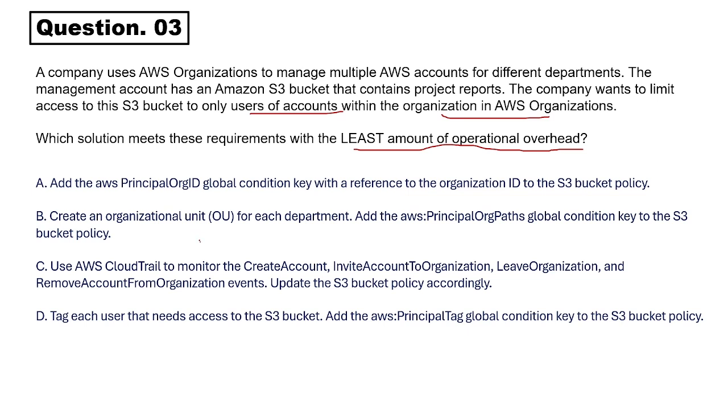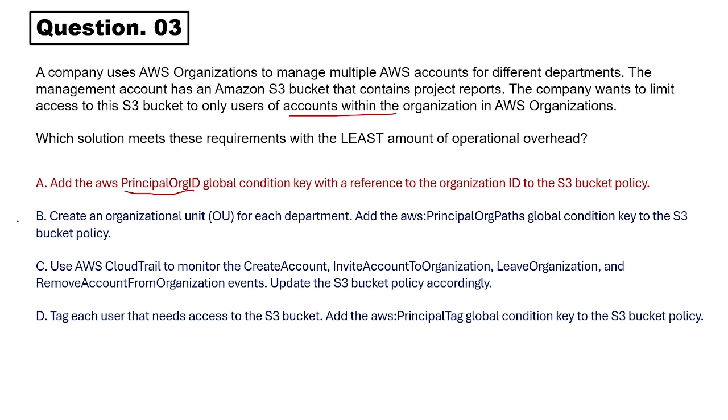Okay, now let me reveal the correct answer. The answer here will be add the aws:PrincipalOrgID global condition key with a reference to the organization ID to the S3 bucket policy, because this global key provides an alternative to listing all the account IDs for all the AWS accounts in the organization. And that is the requirement of the question, because accounts within the organization should have the access. So what this aws:PrincipalOrgID is doing, it is providing you the listing of all the account IDs for all the AWS accounts in that organization. So this is meeting the requirement of the question.